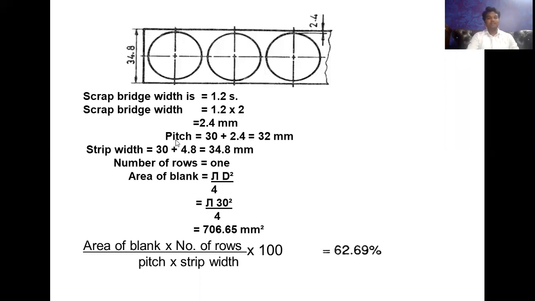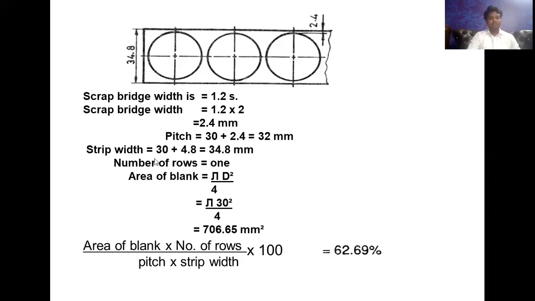Now the formula to calculate the pitch is diameter plus scrap bridge width. So the pitch is equal to 30 plus scrap bridge width 2.4, which gives us 32.4 mm. In this slide, the 32.4 mm is missing here, so actually it should be 32.4 mm.